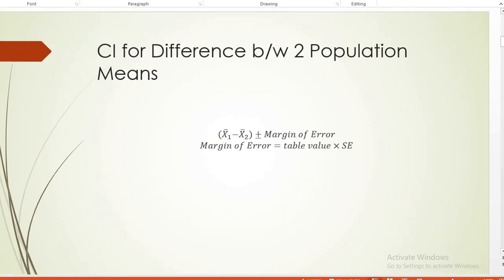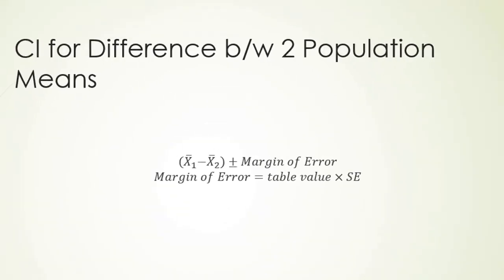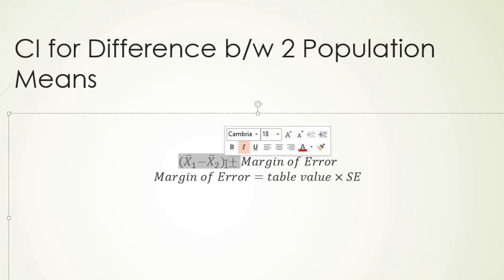Coming to the new lecture, confidence interval for the difference between two population means. Here is the general formula: bar x1 minus bar x2 plus or minus margin of error. Bar x1 minus bar x2 is the point estimate of the difference between two population means. Let's suppose bar x1 is taken from the population that has a mean of mu1, and bar x2 is taken from the population which has mean mu2. So bar x1 minus bar x2 is the point estimate of the difference between two population means, that is mu1 minus mu2.